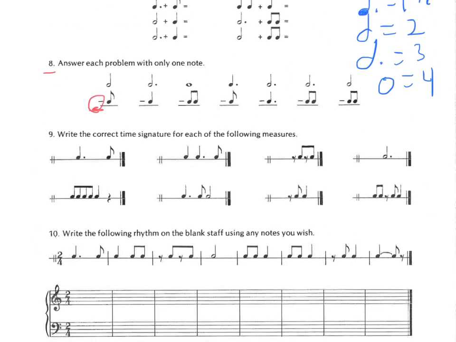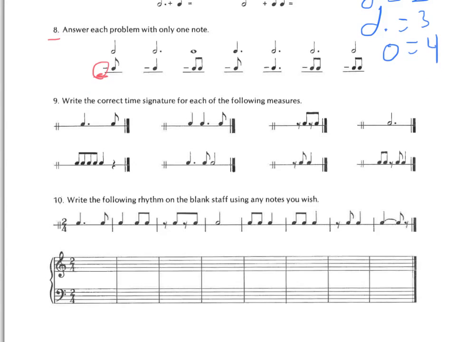All right, let's continue on the page. So for number 9, you have to write the correct time signature for each of the following measures. Well, let's see how we can figure that out. I'll even do one for you. If you look over on the right side of that first row, that is a dotted half note. Therefore, the time signature would be 3/4. No need to thank me now. You can thank me later for doing that one for you.